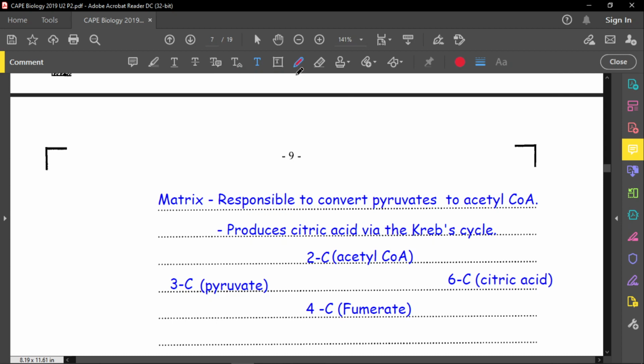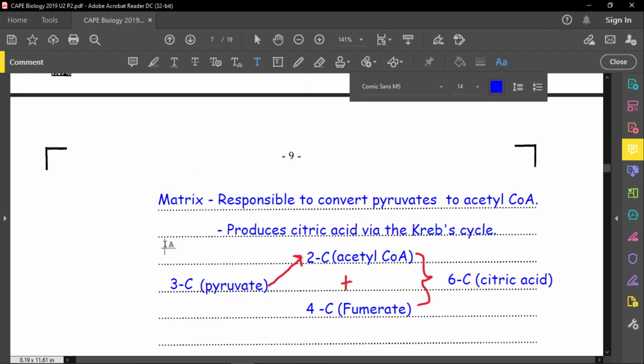So let me just put arrows to indicate what I'm talking about. The pyruvate will eventually turn into the 2-carbon molecule. The 2-carbon molecule will join, put a plus sign right here, with a 4-carbon molecule, which is fumarate. And then both of them together will produce our 6-carbon molecule, which is our citric acid. And so that's how the process of the Krebs cycle takes place in summary.